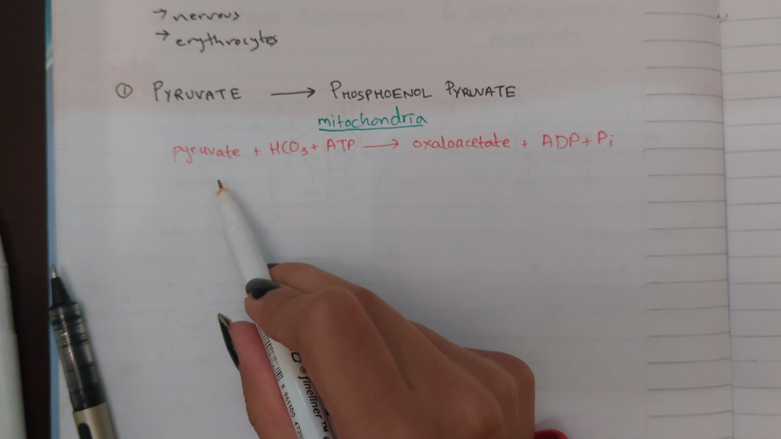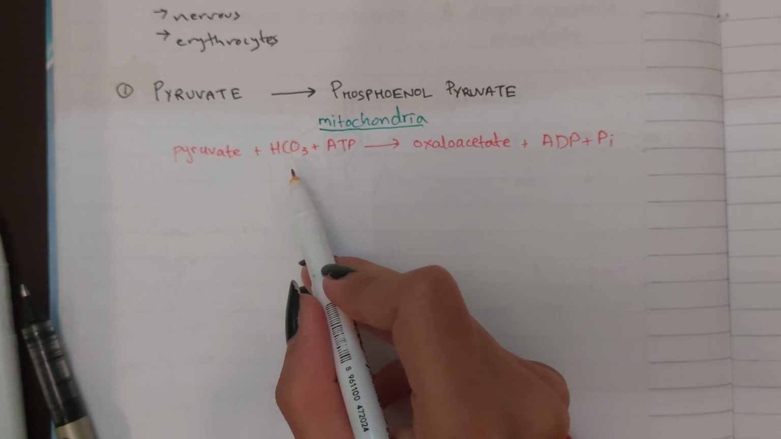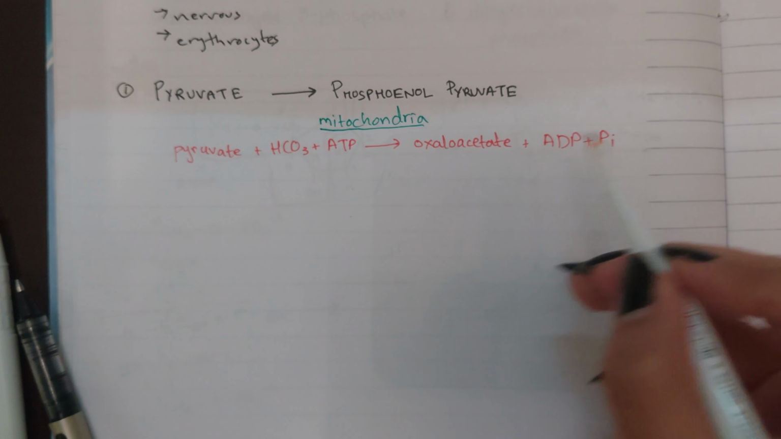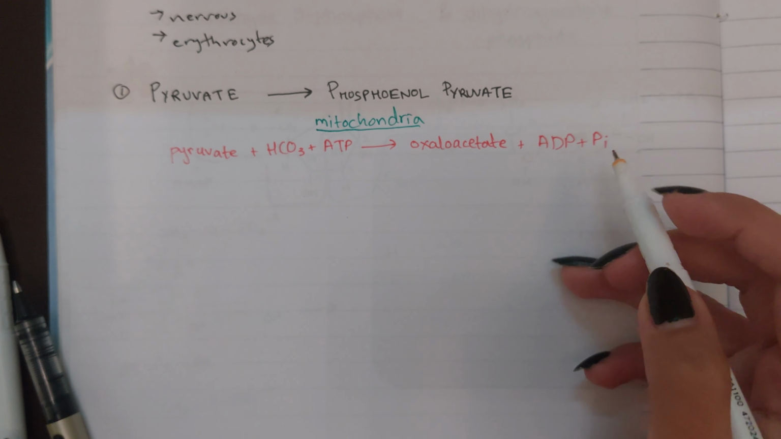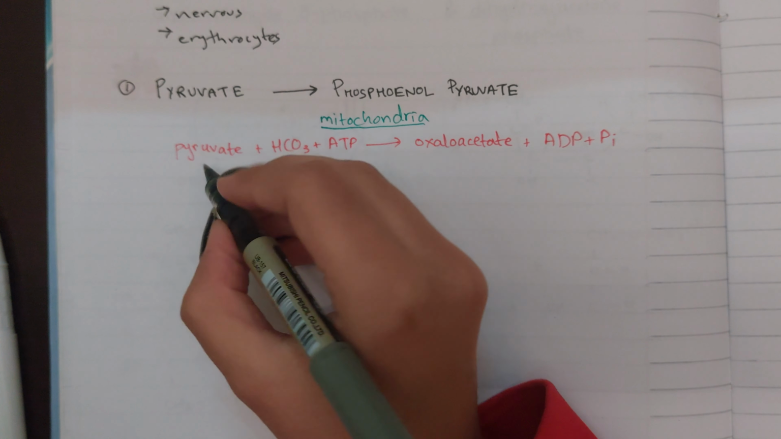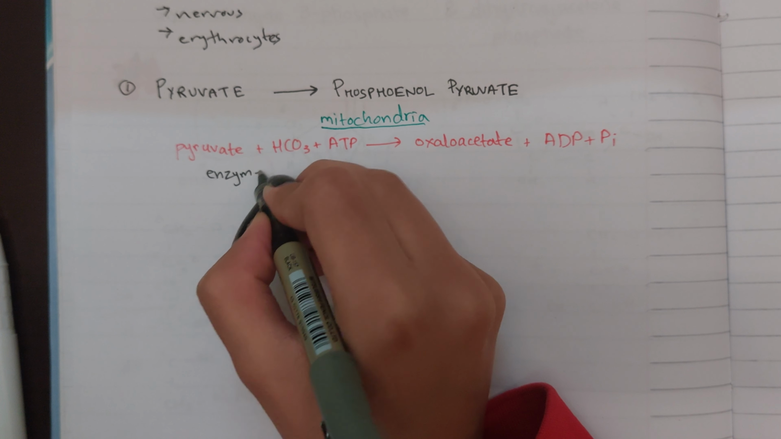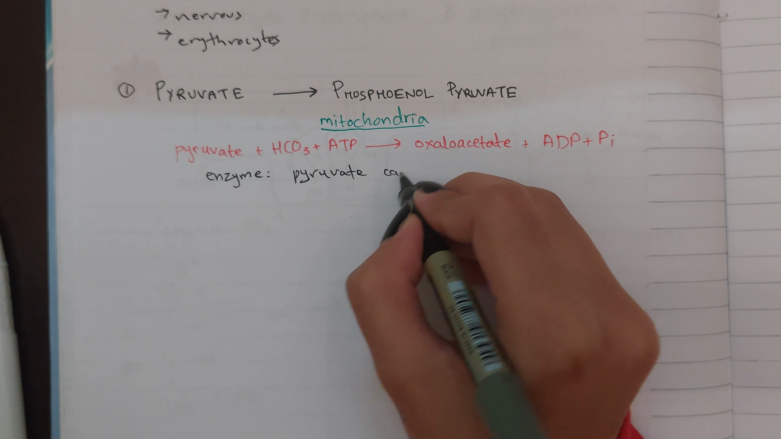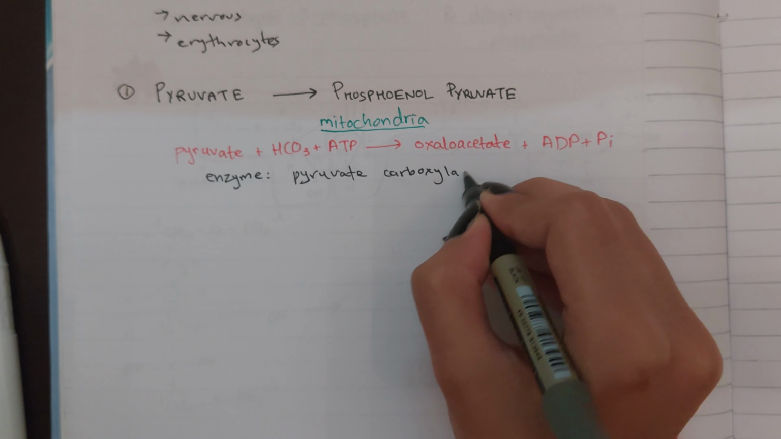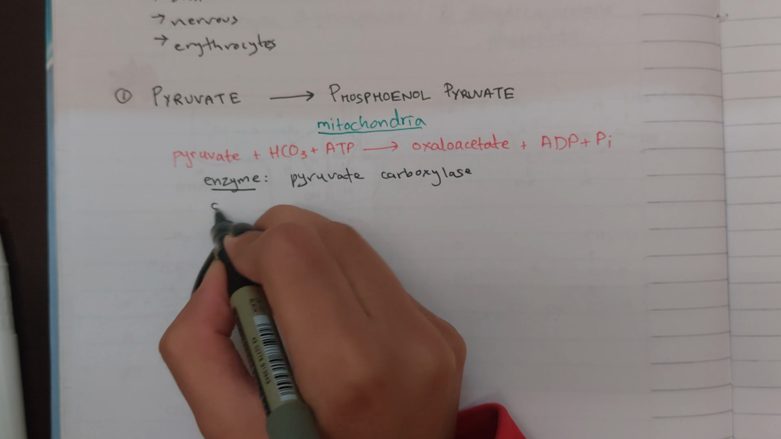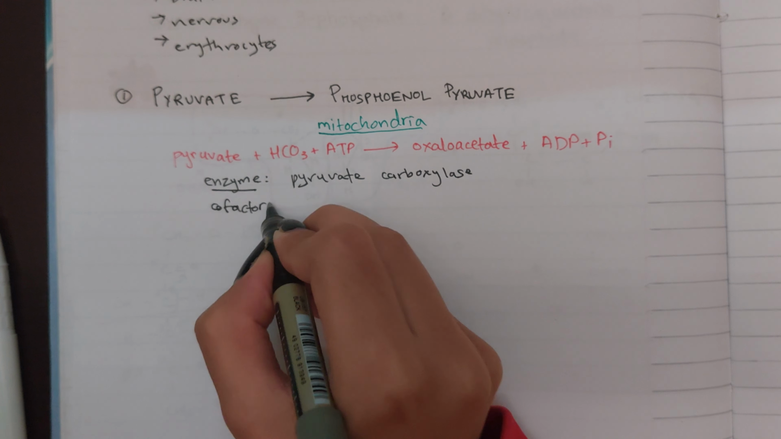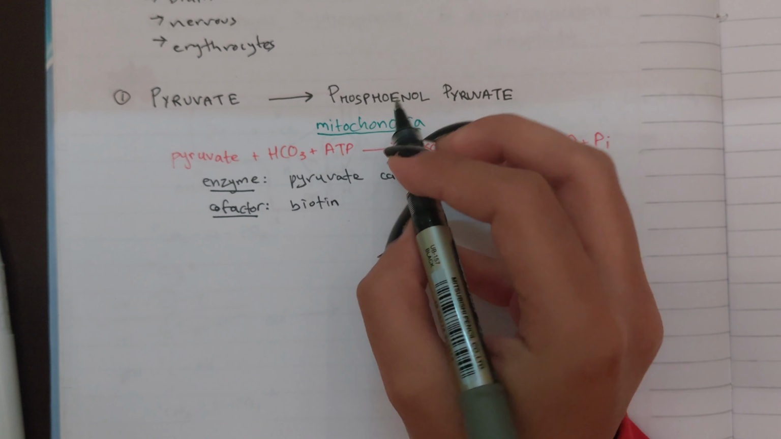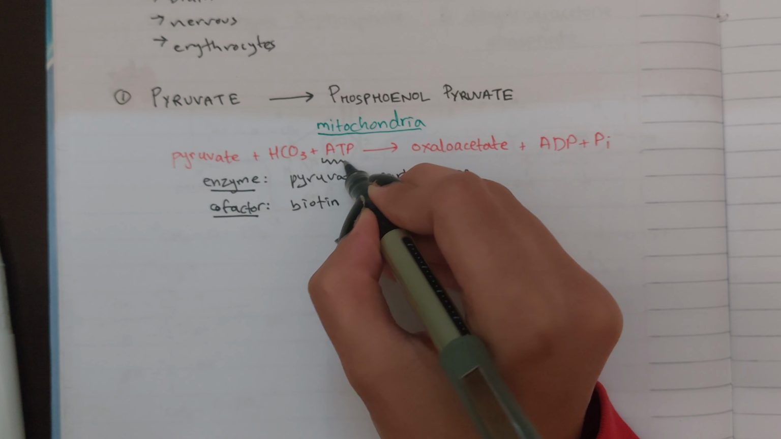So the pyruvate uses pyruvate carboxylase enzyme along with one molecule of ATP to produce oxaloacetate and the byproduct of ADP. And the enzyme involved in this reaction is called pyruvate carboxylase, and the cofactor that helps with this reaction is biotin. Now keep that in mind, we use 1 ATP in this reaction.